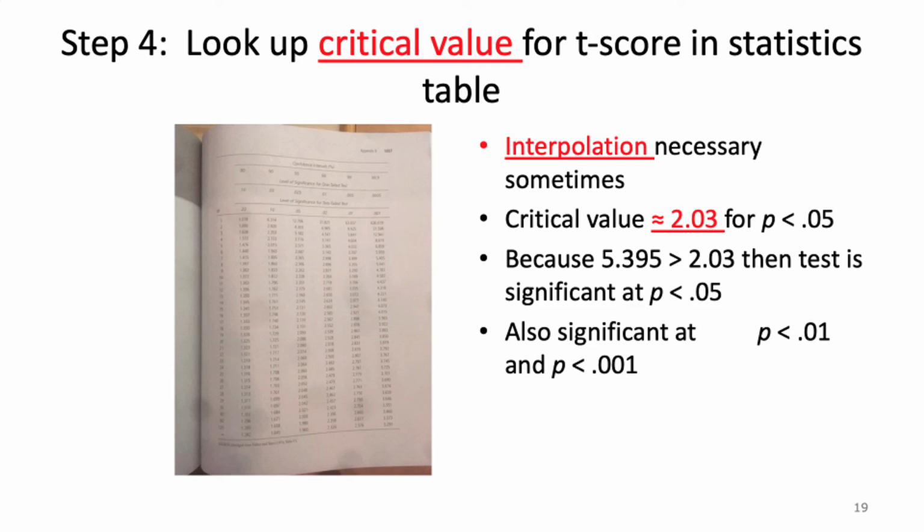In fact, it's such a large t-value, it's also significant at p less than 0.01 and p less than 0.001, which means there's a 1 in 1,000 chance that this value is a result of chance alone. Yay! Let's move on.